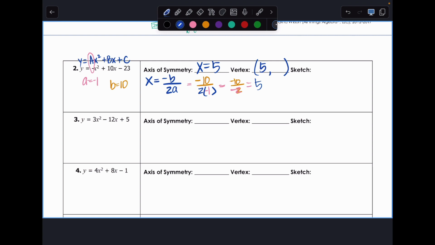What are you looking at? Why? Why do you care? Why is that so important? You guys are being weird. Sketch your graphs if you're that ahead.